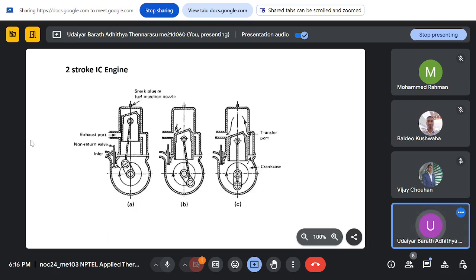In the case of a two-stroke engine, which is not generally used now, you have the exhaust port near the cylinder and the inlet port near the crankshaft, the sump. When the piston moves down, the inlet valve is open and gas comes and fills the crankcase, and the piston compresses that crankcase. On the left you have the exhaust and the inlet port, and on the right a port which connects the crankcase to the cylinder.